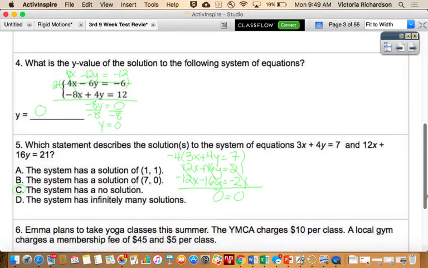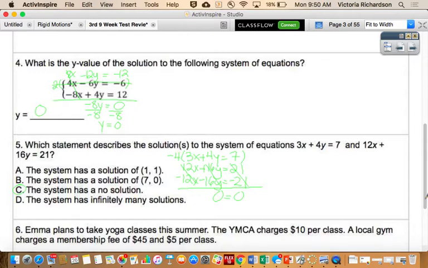Number 4, what is the y value of the solution to the system of equations? So we have 3 methods of solving systems. You have graphing, substitution, and elimination. I think as a class we pretty much decided elimination was the easiest method. So when we eliminate, that means we try to have 2 x's or 2 y's that cancel each other out.